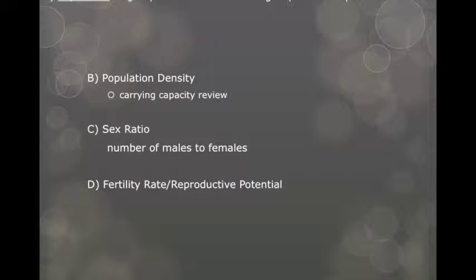Next is fertility rate or reproductive potential. And this is basically how many offspring each female is producing. So if you remember when we talked about human population and about populations and how they work in general, reproductive potential is measured in terms of female reproductive output. So in this case, thinking about populations of animals other than humans, we would be looking at litter size, average reproduction per year, survival rate of those offspring, that sort of thing.